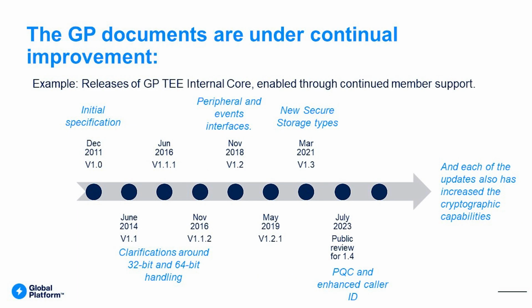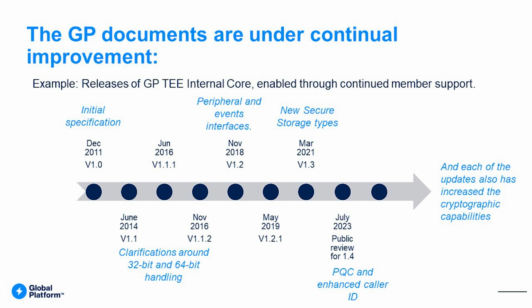And so let's just have a quick look at the development of one particular document in GP to give you an idea that this is an ongoing thing. None of these things are set in stone. They are being improved over time, and there is active participation from members driving these things forward. So here we're looking at the internal core roadmap, and it came out in 2011.